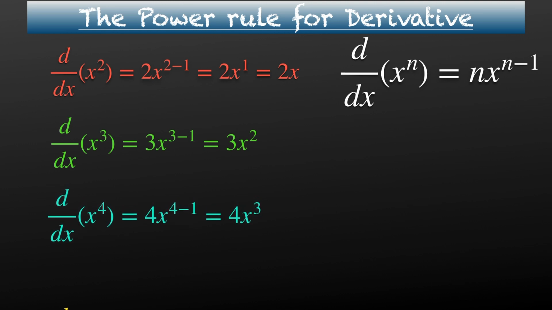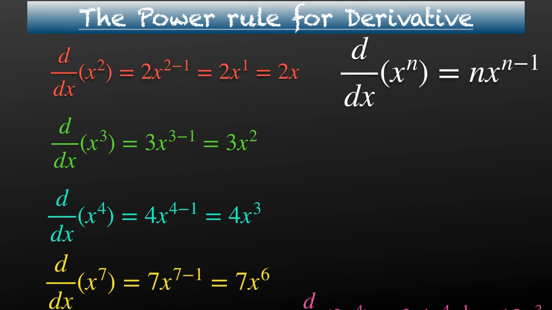In a similar manner, what do you think about d by dx of x raised to power 7? So the 7 power comes up front, multiply it with x, and 1 power goes out by 7, and you will get the answer 7x raised to power 6. So d by dx of x raised to power 7 is equal to 7x raised to power 6.